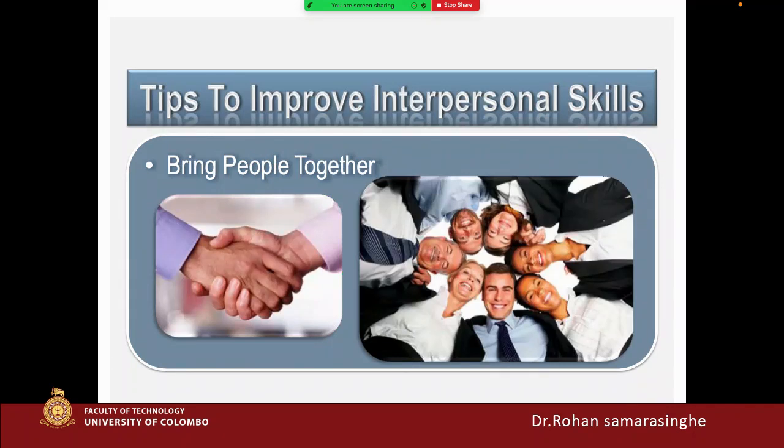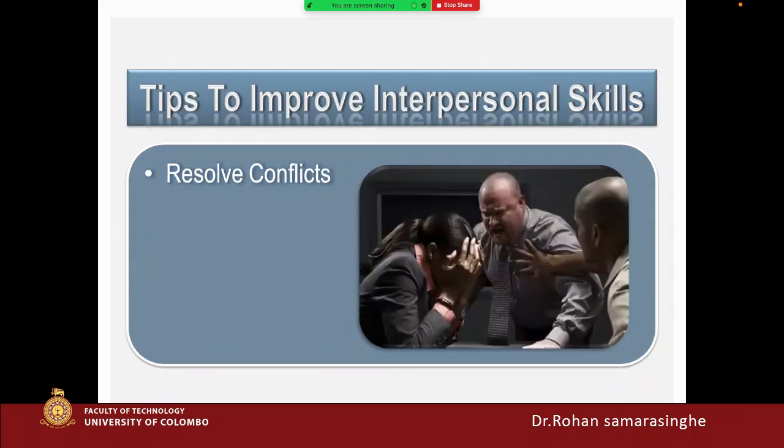And bring people together. You have to bring people together and resolve conflicts. If there are any conflicts in the work environment, you have to resolve them. You are not going to add fuel to the fire and make the situation worse, but you have to solve those conflicts and give fair decisions to those parties.